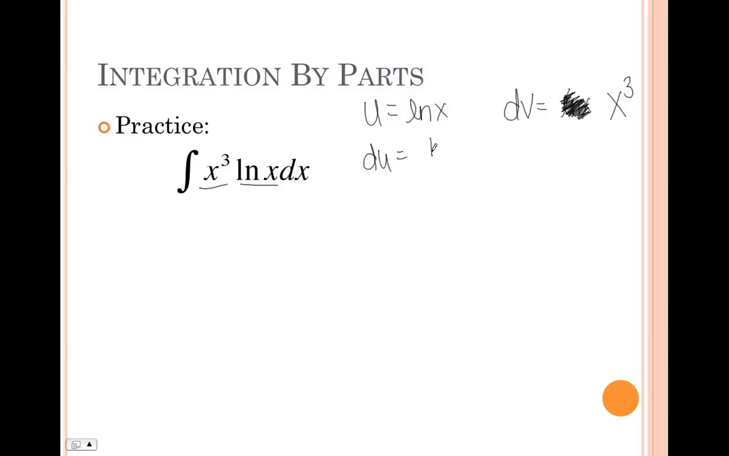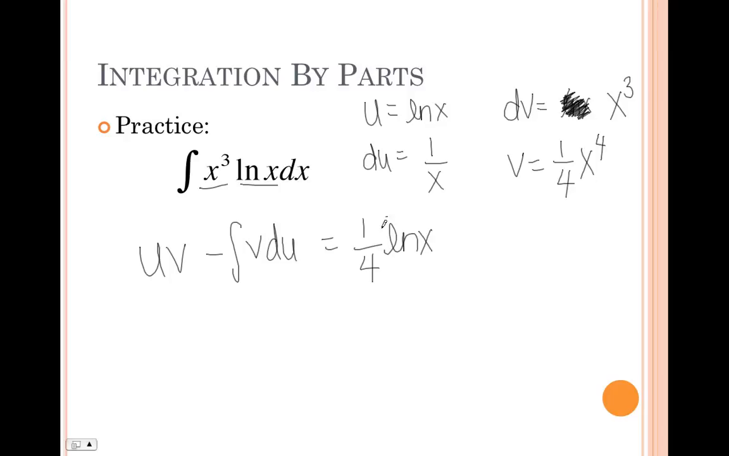Du, the derivative of natural log of x is 1 over x. V, integrate this and you get 1/4 x to the 4th. And now I can do this. U times v minus the integral of v du. U times v is 1/4 natural log of x times x to the 4th minus the integral of v du, 1/4 x to the 4th times 1 over x dx. This may look a little icky to you at first, but guys, this simplifies. X to the 4th times 1 over x, that's just x to the 3rd.